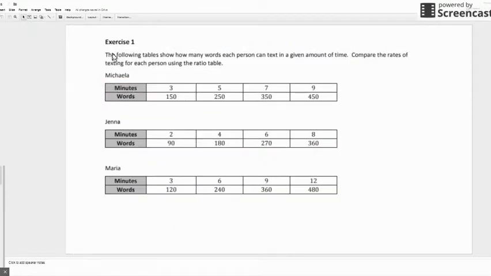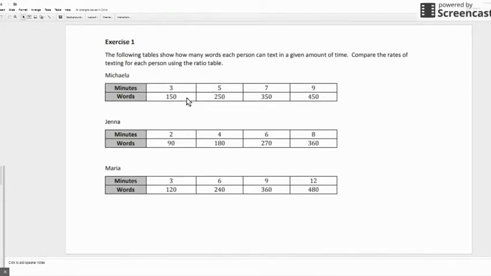All right, hello students. Let's go ahead and look at exercise 1. Here we're going to use some ratio tables to compare some different quantities. So let's look at what they're asking us to do. The following table shows how many words each person can text in a given amount of time. Compare the rates of texting for each person using a ratio table.